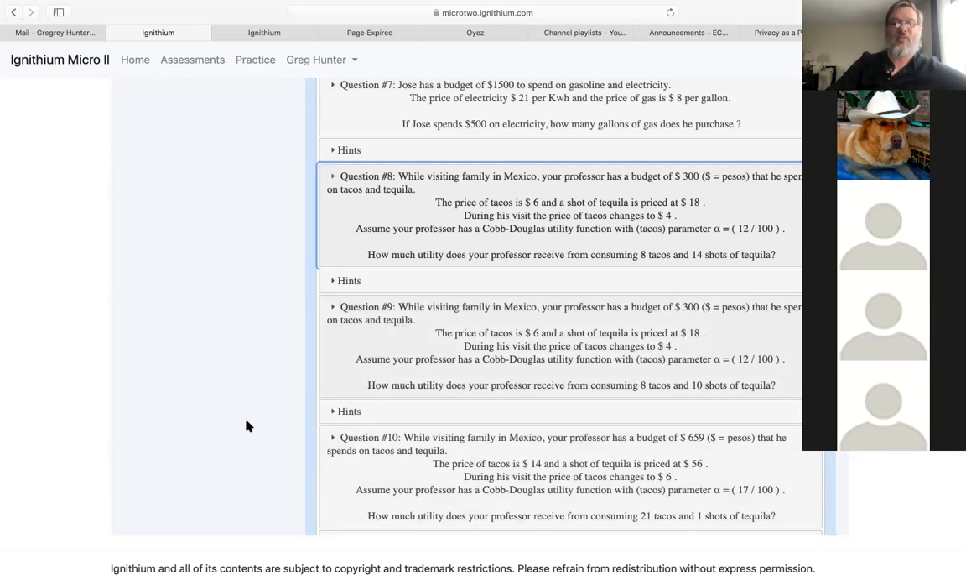Okay. And what about Michael Barbie? How are you doing on 9? Still working on it. Okay. Do you have a question? For the Cobb-Douglas utility function, it's x to the alpha, y to the 1 minus alpha. For the x value, am I putting in 8 times 6 or 8 times 4?